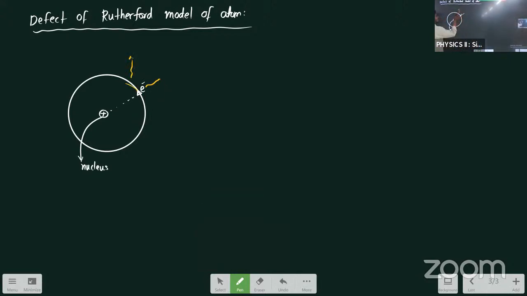Eventually, this electron's radius should decrease. As it is emitting the radiation, it should lose energy, its radius should decrease, and it should fall inside the nucleus. The electron should fall inside the nucleus, and the atom should collapse. But is this happening? No. When scientists asked Rutherford for an explanation, he was unable to explain. I hope you understood the defects.